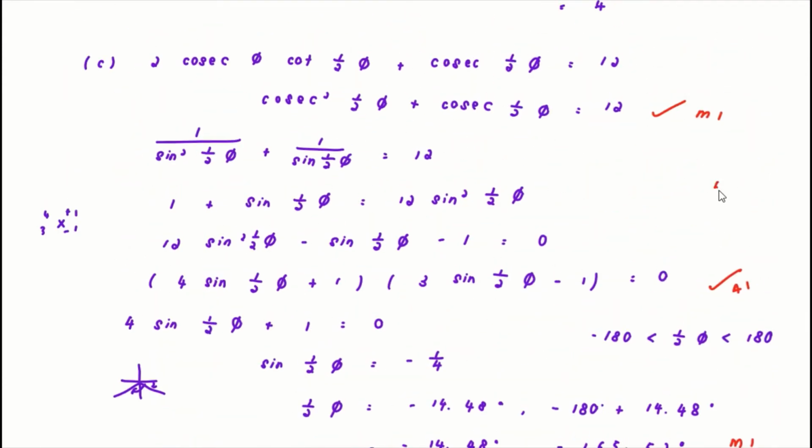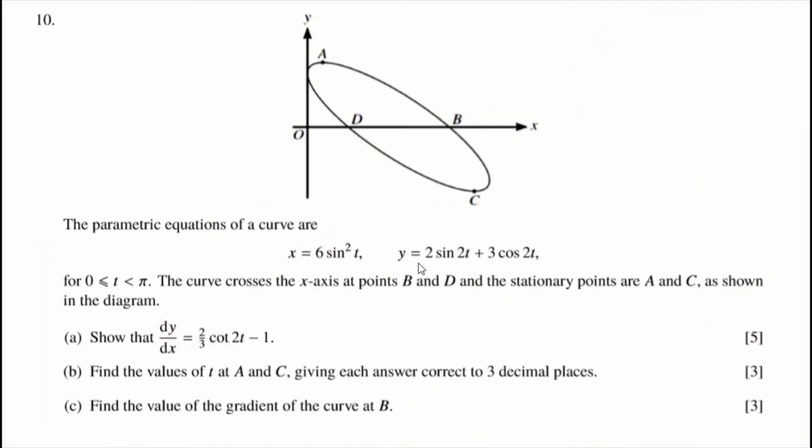Okay, so for this part, 1, 2, 3, 4, 5, so that's 5 marks. Okay, so now look at the last question. Okay, number 10, the parametric equations for the curve are given: x equals to this thing, y equals to this thing.